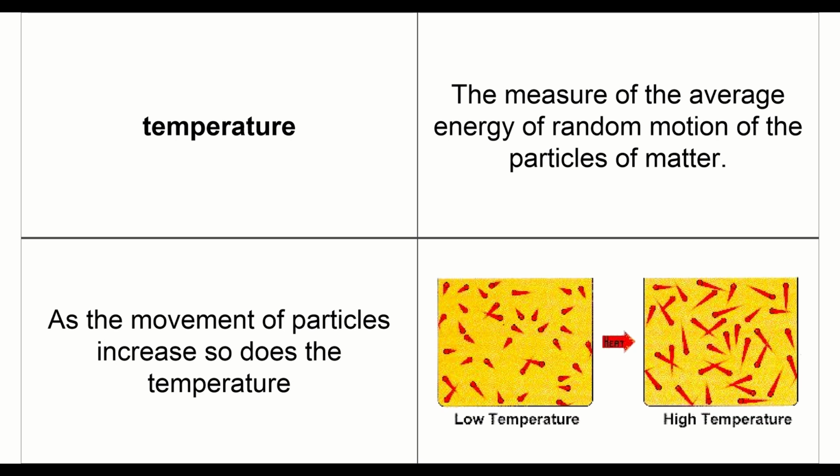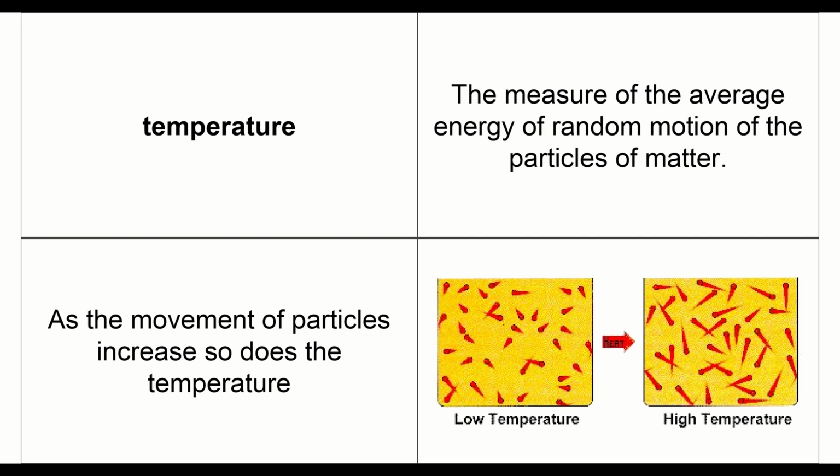We've also talked about temperature. So temperature is the measure of the average energy of random motion of particles of matter. Remember, with temperature, it doesn't matter how much we have. Temperature is temperature. If we have a small piece of it, it could be at 100 degrees Celsius. If we have a whole bunch of it and still at 100 degrees Celsius, it has nothing to do with the amount of it we have. It's strictly the measure of the average energy produced by each little particle. So as the movement of particles increases, so does the temperature.